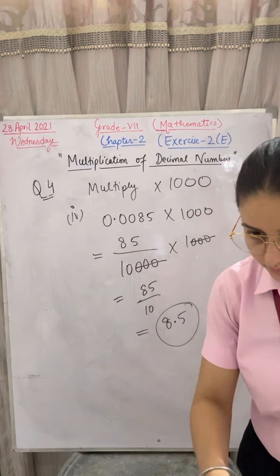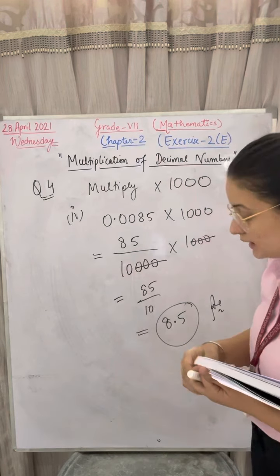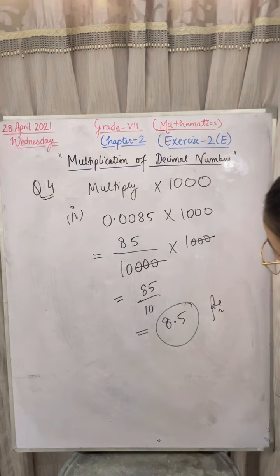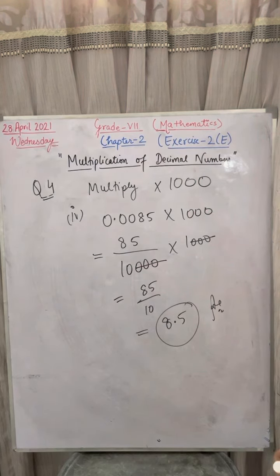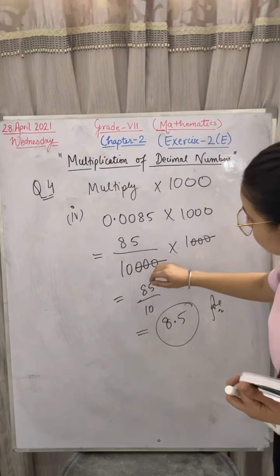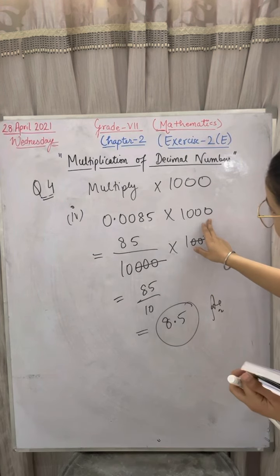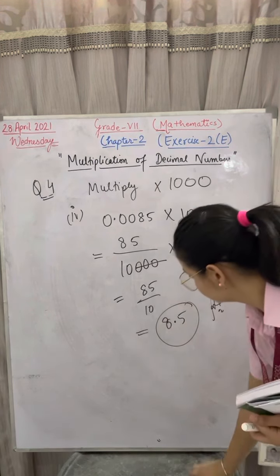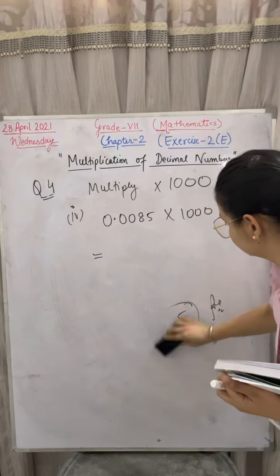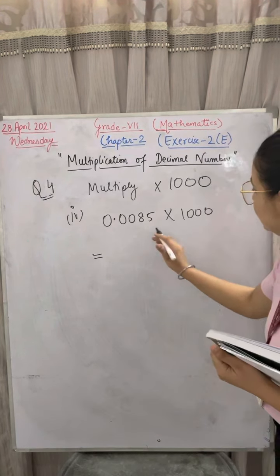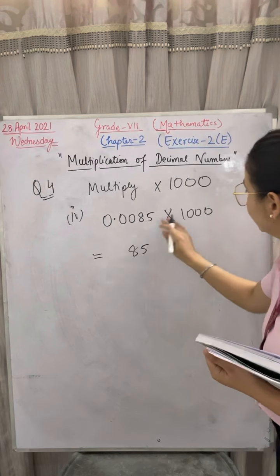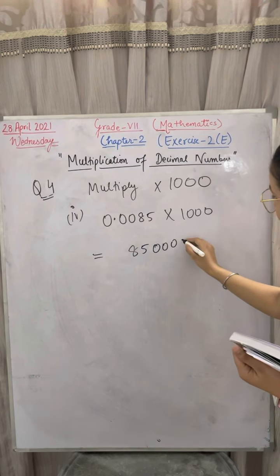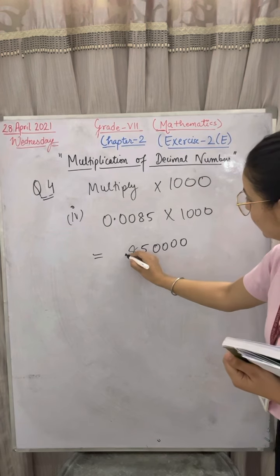Yes, ma'am. Good morning, ma'am. Very good morning, Yanya. Ma'am, can we do in this manner like you have done 0.0085? Then multiply it, it can be 85,000 and then we can write 0.8500. Yanya is saying you have to multiply with 1000. Okay, you are saying in this way?